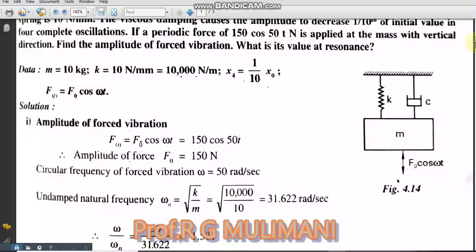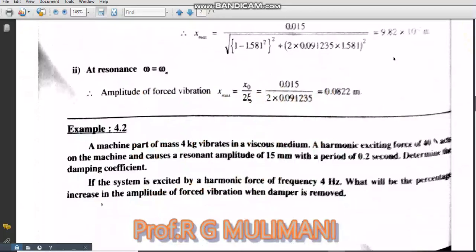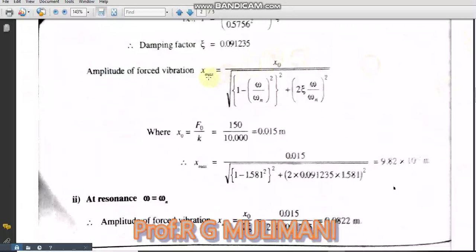So now we need omega by omega n. Omega n is equal to square root of k by m. We have the stiffness value and mass value, so omega n is known. To find this amplitude, x naught is known, that is f naught by k: 150 newtons divided by the spring stiffness, 10,000 Newton per meter. The omega value is also given. Omega n can be calculated by square root of k by m. The only unknown we need to find is the zeta value.